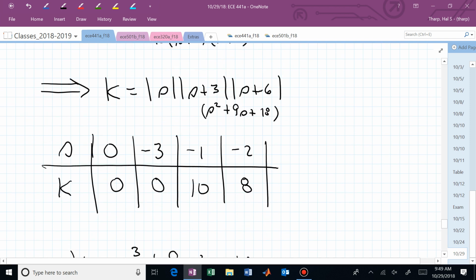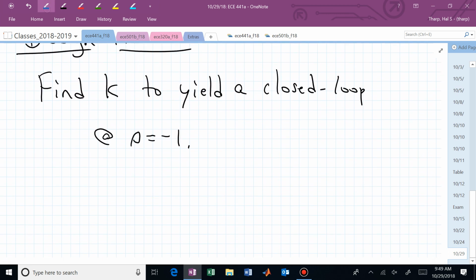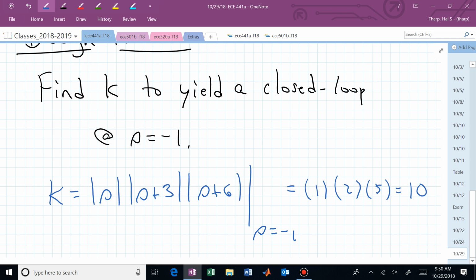But now I can use this formula, k equal to the magnitude of s plus 3 times the magnitude of s plus 6. I can evaluate that at s equal to -1, and what's the k going to be? It's going to be 1, it's going to be 2, and it's going to be 5. Boy, that's a nice sweet number, isn't it? 10. So now we crank up the gain to 10, and boom, we have a closed loop pole at -1.